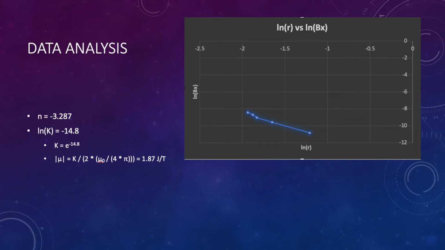This result for n is slightly different from the known theoretical value of n equal to negative 3 that we know for magnetic dipoles. This difference could have come from a source of error in measurement or error from the magnetometer app.